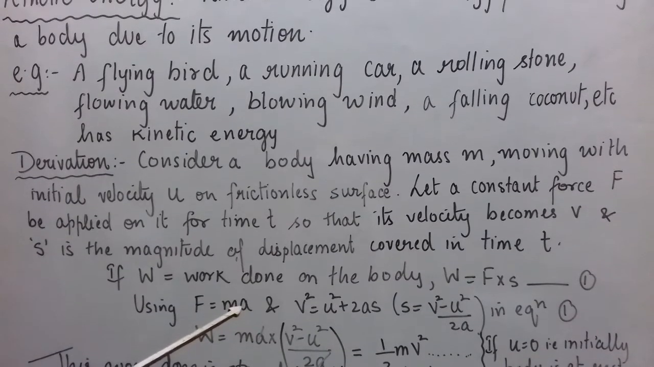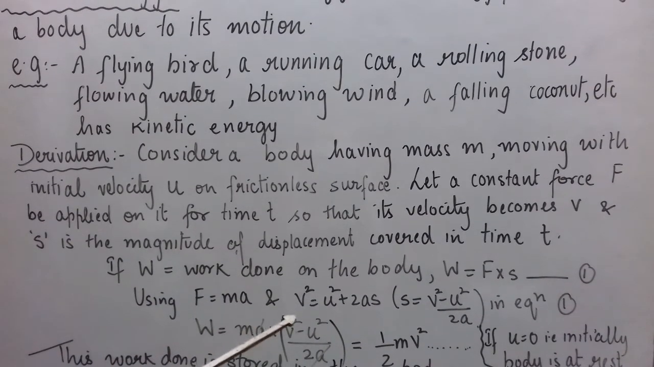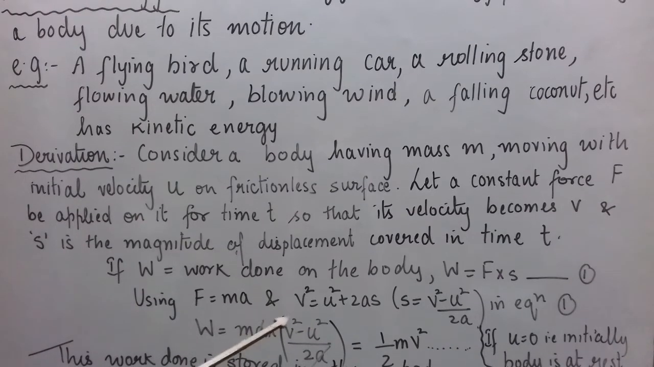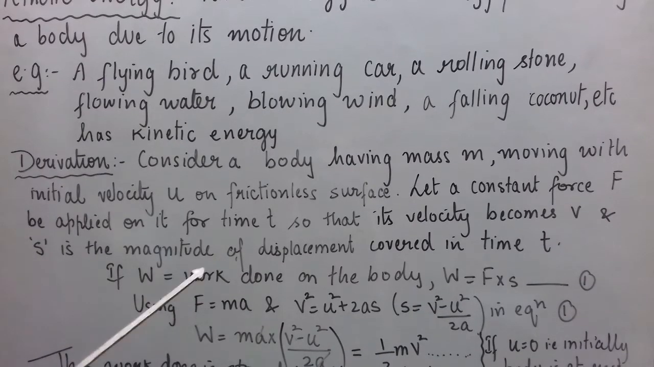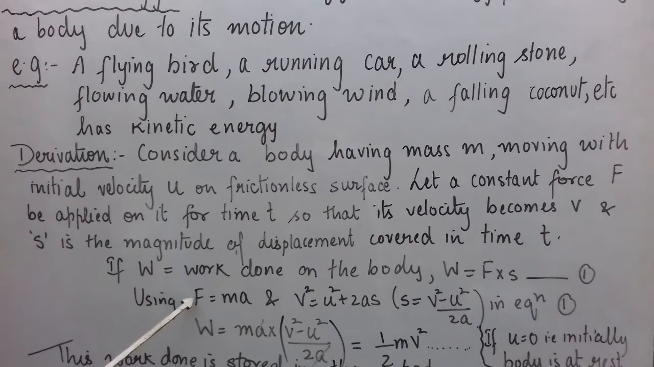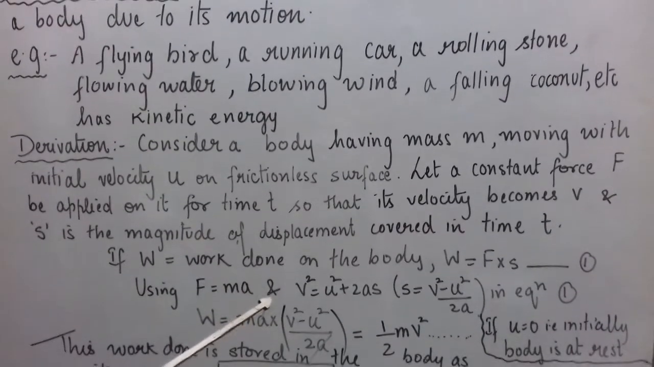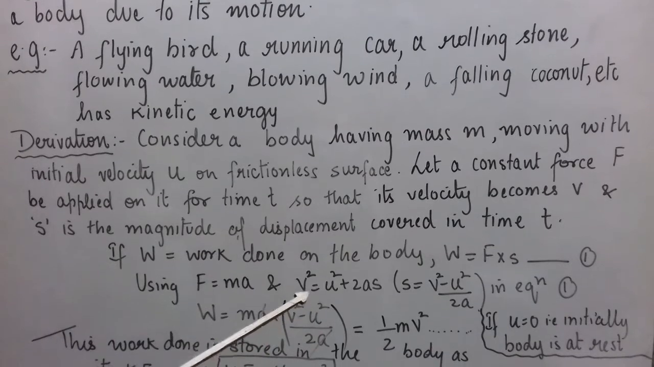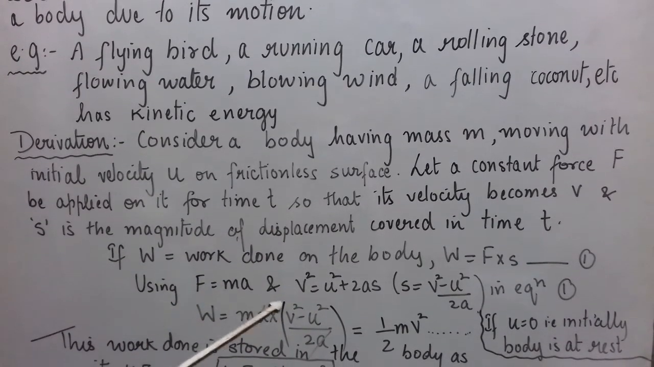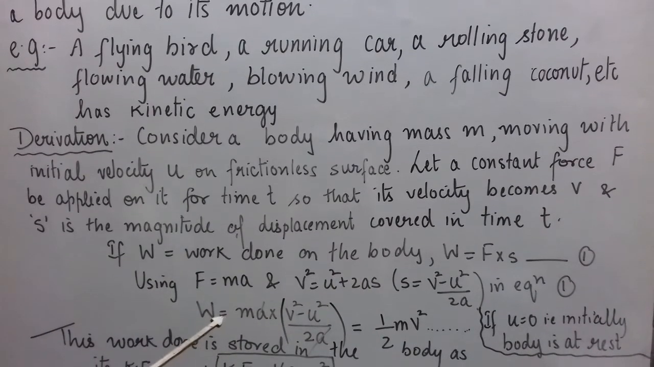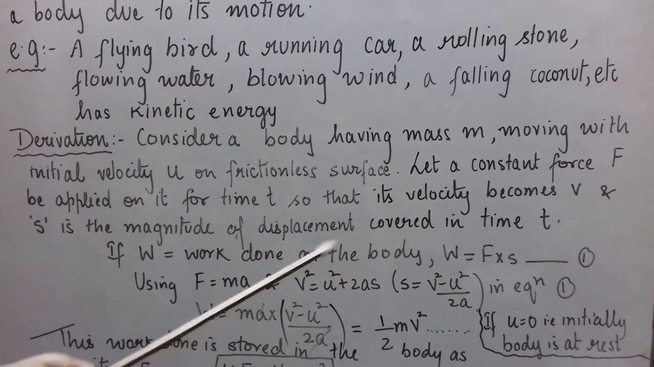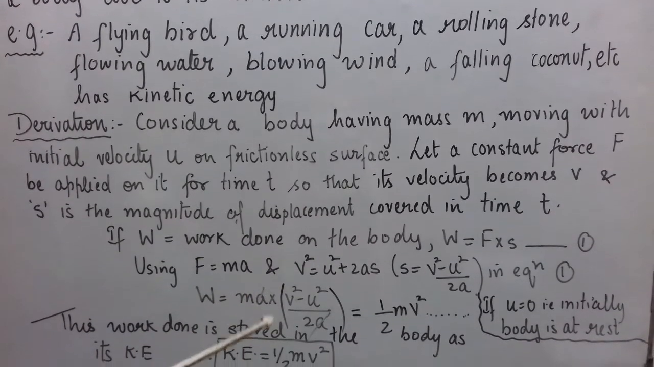And you use the third equation of motion, v square is u square plus 2as, and from this you get the expression for s. s is equal to v square minus u square upon 2a. So I have used Newton's second law of motion for getting the expression for F, and the third equation of motion to get the expression for s. Now putting these two expressions for F and s in equation 1, we get W is equal to F, which is now ma, into s, which is v square minus u square upon 2a.